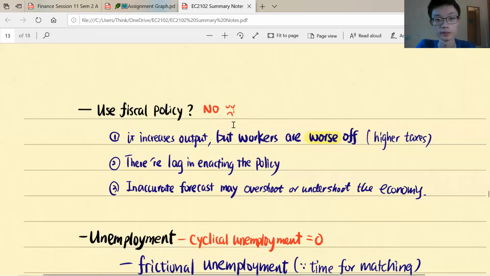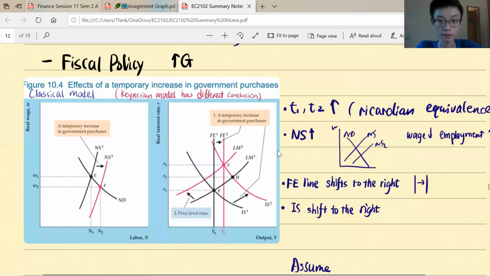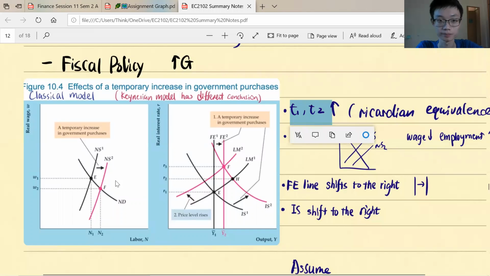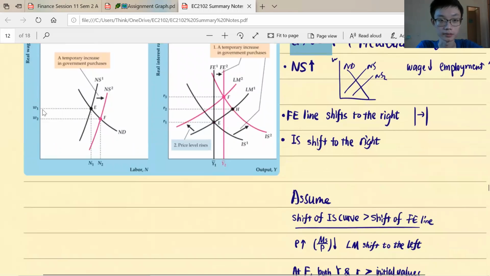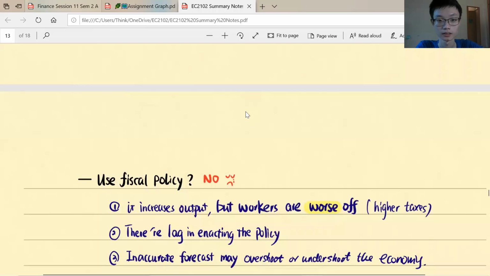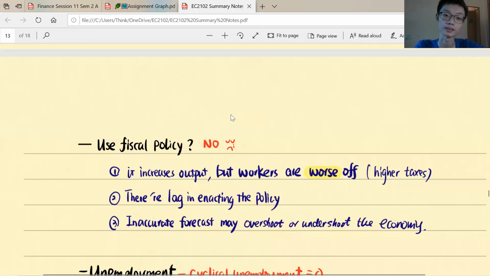Next, we're going to look at whether we use fiscal policy under the consumption assumptions by the classical economists. The answer is no. Because fiscal policy will increase the output, but workers are worse off. Because here we have more taxes, and we're going to see that the wages are going to be lower. So it's not recommended. Plus, there are lags in enacting the policy.